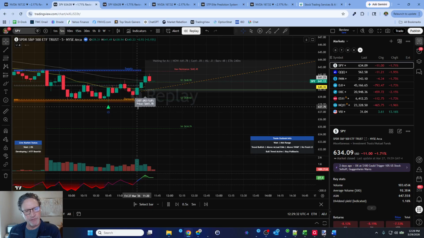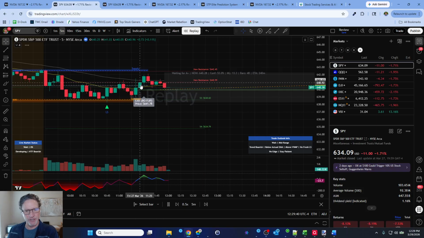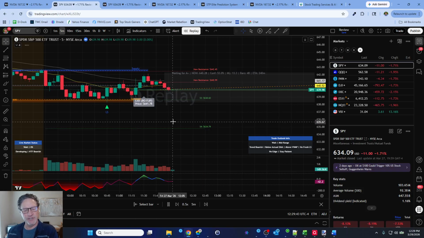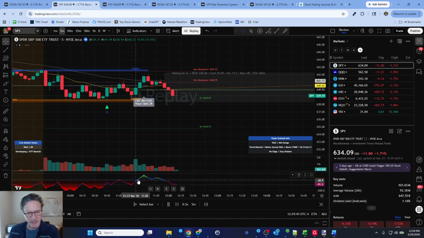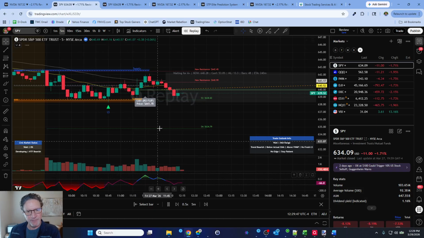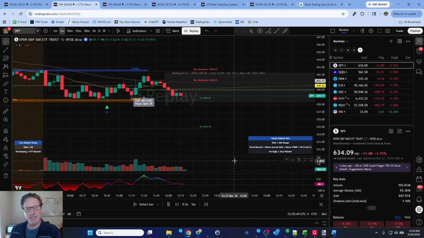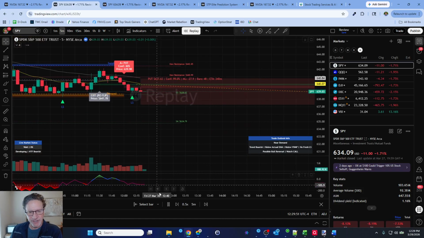So we just had an RO flip. If you were in a put, the range oscillator is warning you the price just crossed over. And you can see here it was red. Now it's moving up to green. Be careful. And oh, there's our put symbol.